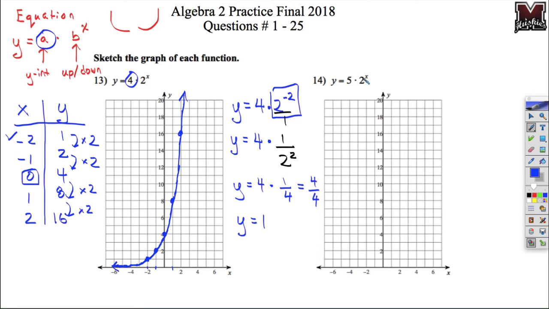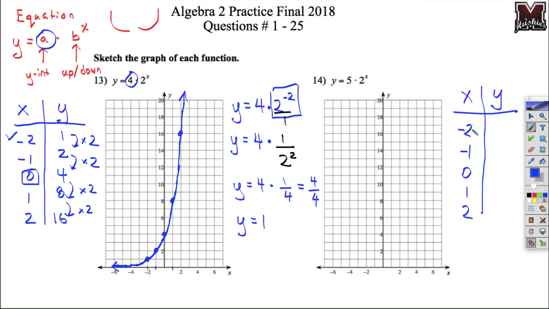Let's try again on number 14. So again, we're setting up our table. X and Y values. Okay, so our X, I always like starting at negative 2, then negative 1, then 0, then 1 and 2. By the time I get to 0, I know what the pattern is, so it isn't that much work as long as I made sure that I did my first steps correctly.